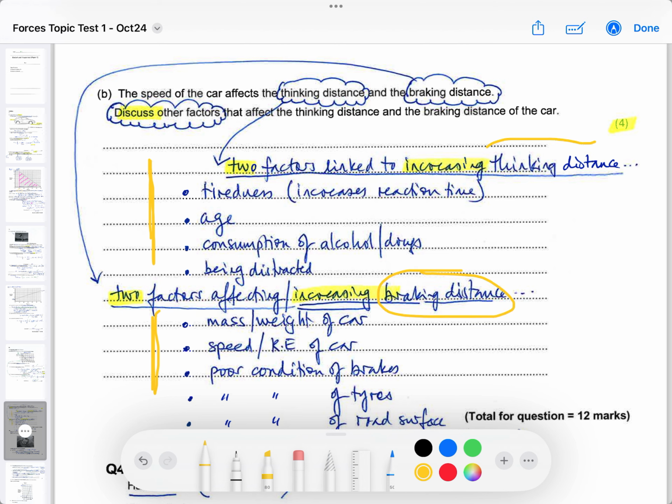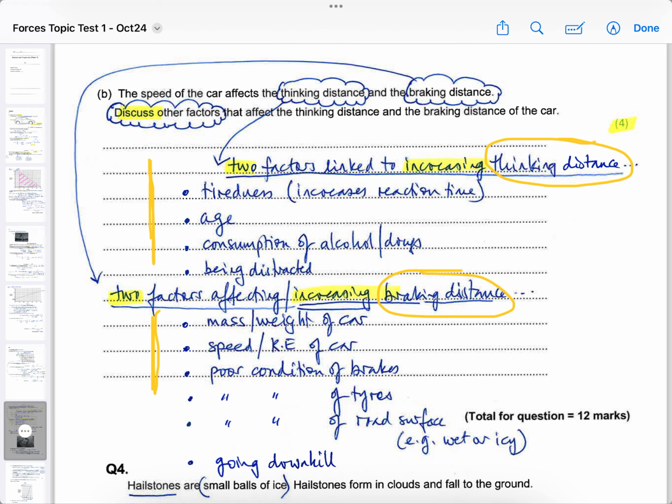Now clarity is how you're going to lay your answer out, because it says discuss, so they don't want just a list. I think this question is a bit confusing. I've put 2 factors linked to increasing thinking distance. You see I've highlighted increasing, because you shouldn't just say that they affect thinking distance. You should say in what way they will affect it. Tiredness will increase the reaction time, so it increases the thinking distance. That's what I mean by detail and clarity. Be really clear that you show the examiner that you understand which way they're going to affect it, just to make sure you get the marks.